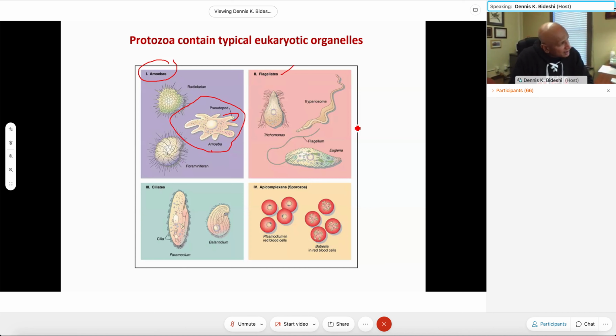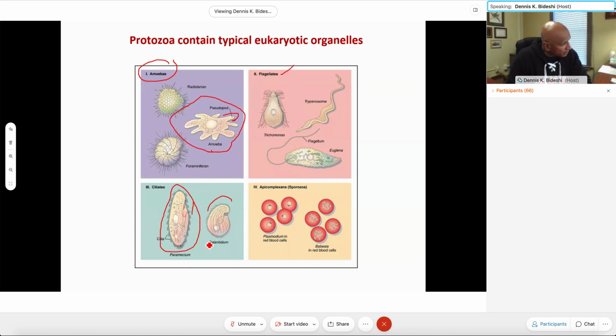Then the flagellates, again a single cellular organism. Notice that they have flagella right over here. We have some major parasites that belong to this category. They move around not by pseudopods, but by flagella. Then there's one organism that has little hairs on the surface. That's cilia. In fact, there's only one ciliate that causes disease in humans, and that's Balantidium coli.